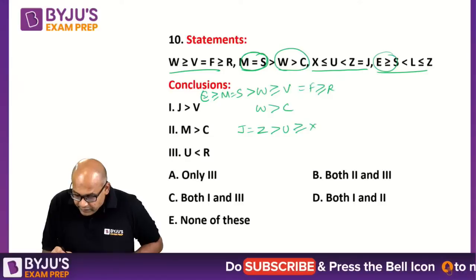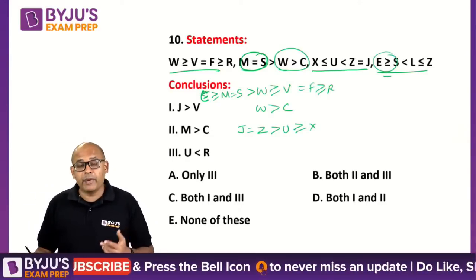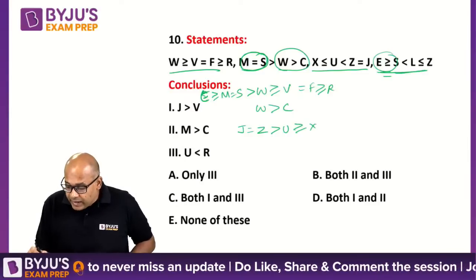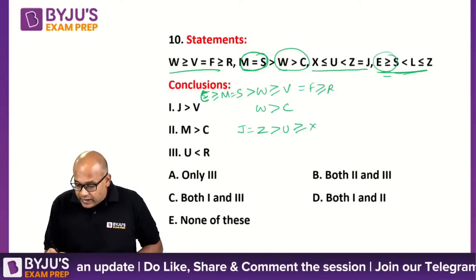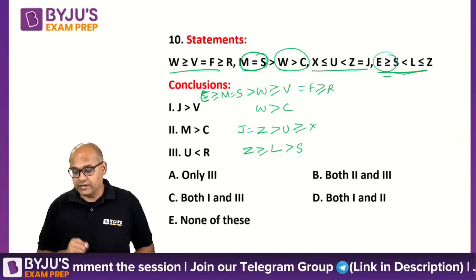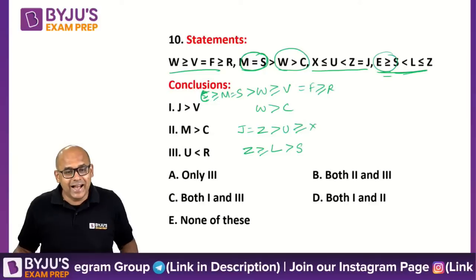E will be here. Because E is greater than or equal to S and S and M are equal, so E should be greater than or equal to both of them. Then the remaining part I will write. I will have Z greater than or equal to L greater than S. Okay, so this is what all are changing answers.